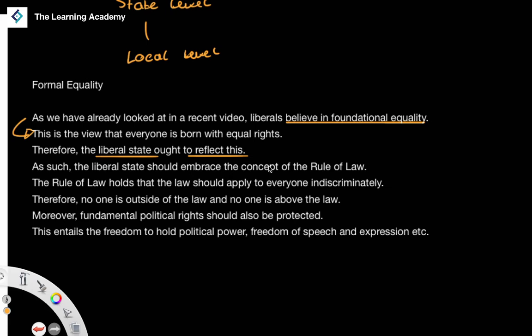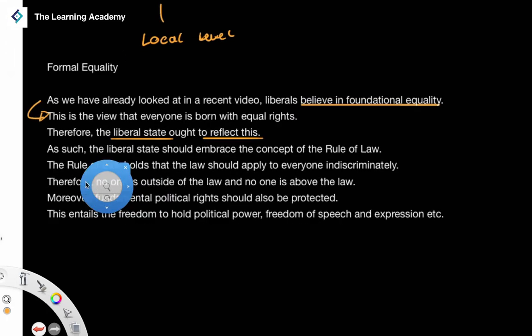transcribe this idea of formal equality into its state practice, and as such, a liberal state really should embrace what is known as the concept of the rule of law. We have a number of videos on this channel actually about the rule of law, specifically theoretically the rule of law when we're talking about jurisprudence, and then also some of the more conceptual ideas of the rule of law in the United Kingdom. I'll link some in this video at the bottom of the video as well.